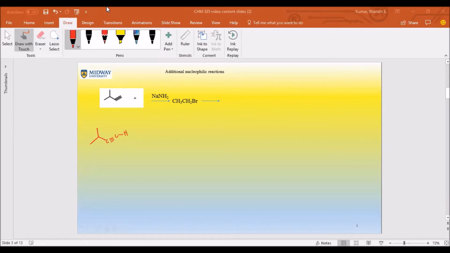Welcome back. This is the last of the reactions that I want to go through with you all before moving on to newer content. Now, in sharp contrast to the first three reactions, this one is a nucleophilic reaction. That means we are going to generate a nucleophile in the process of our reaction, right?